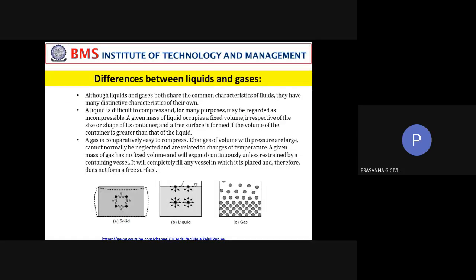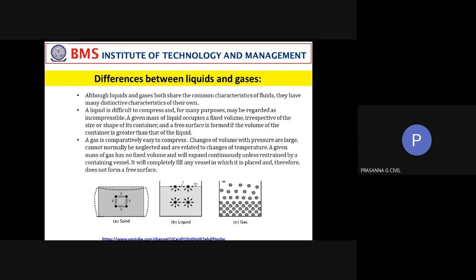Now, although liquids and gases both share the common characteristics of fluids, they have distinct characters of their own. So previously what we saw was about a solid and a fluid. And you know that fluids can be either liquids or gases. But even then, they have certain characteristics which are specific to the liquids or gases. A liquid is difficult to compress and for many purposes may be regarded as incompressible. So to compress a liquid, it is a little difficult.